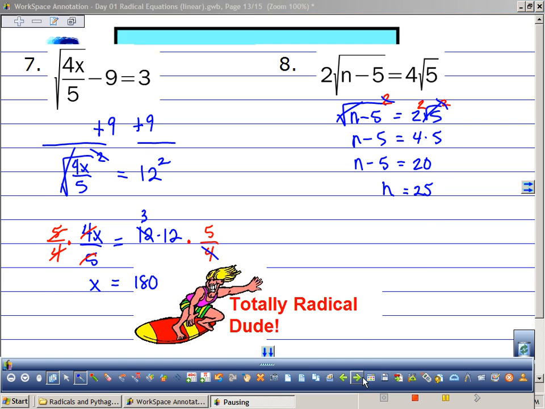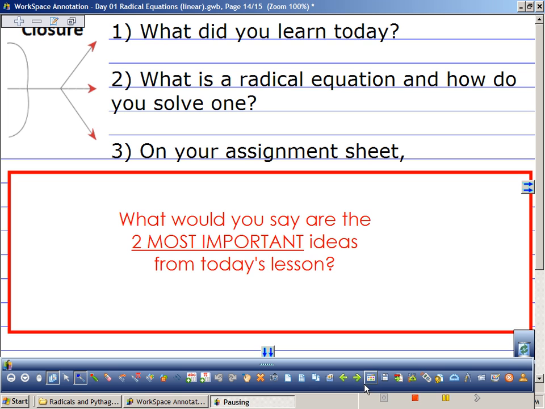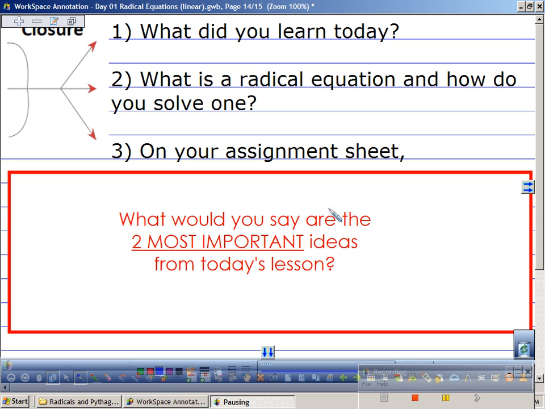One more. We don't have one more. Do another one with the fraction. All right. What did you learn today? Square root equations, right? What would you say are the two most important ideas from today's lesson? Squaring both sides. Inverse operations. There was one more really important one. Check it. Check it.